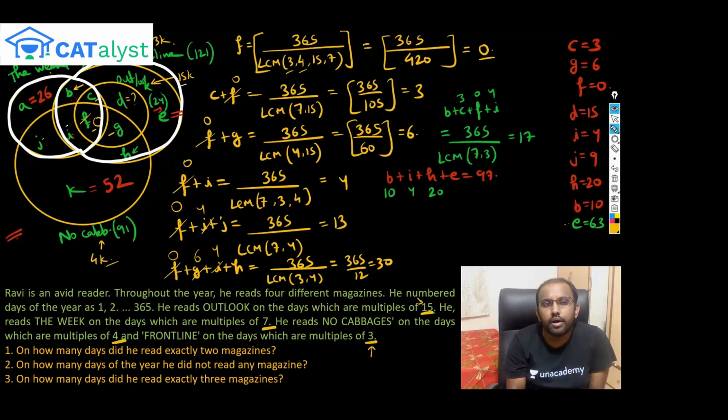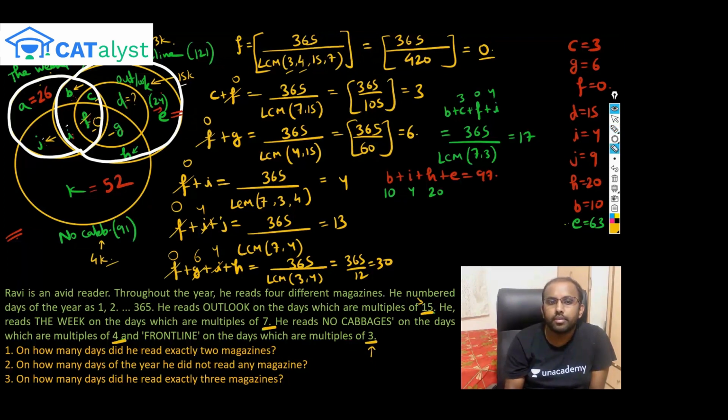B is for The Week and Frontline. J is exactly 2 magazines: The Week and No Cabbages. D is exactly 2 magazines: Outlook and Frontline. And H is exactly 2 magazines. What is H? Frontline and No Cabbages, right?